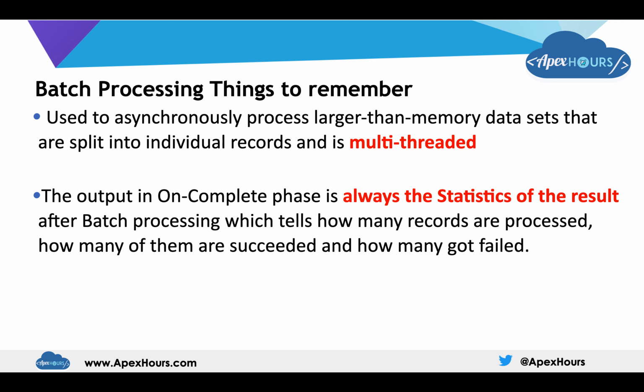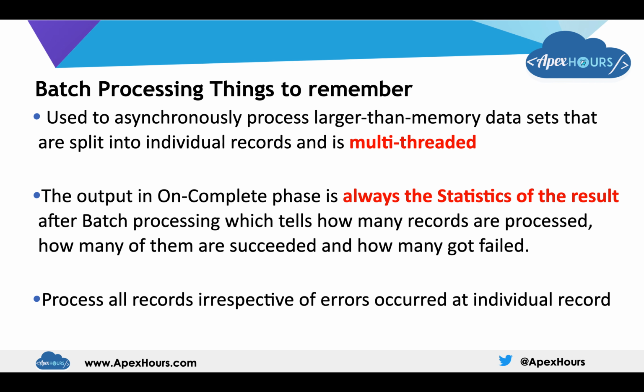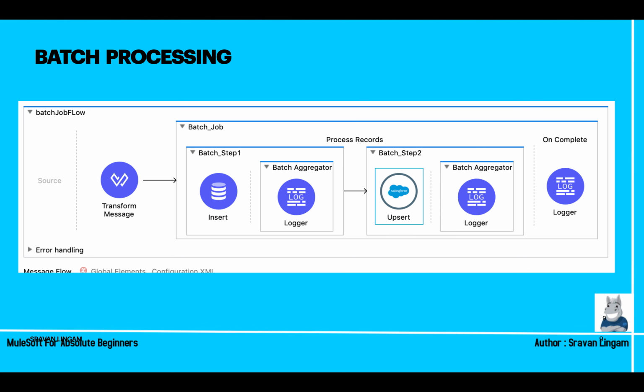The output in the on complete phase is always the statistics of the result after batch processing. It will not give any payload value or something like that. It will give only statistics. If suppose you have 10 records, it will tell you, okay, 5 records are successful, or 5 records failed, something like that. It will process all the records irrespective of errors occurred at an individual record. This is also very important.